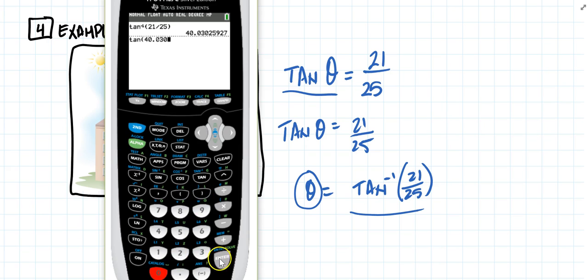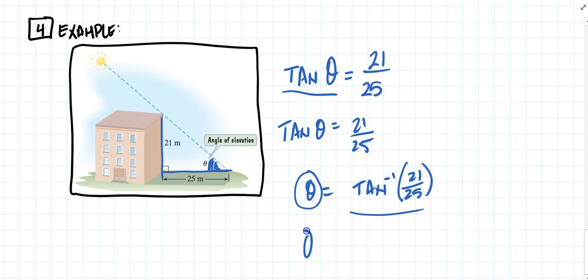So to put this into context for you, if I took the tangent of 40.030 and then pushed enter, what fraction do you think that is, you guys? That's the fraction of 21/25. Look, 21 divided by 25. So that's what you're doing right there. So there's your 0.84. So the inverse tangent gives you the angle whose tangent is worth a ratio of 21/25. So in this case, it would be 40.03 degrees is the angle of elevation that we're looking for. Theta is approximately 40.03 degrees angle of elevation to the sky.